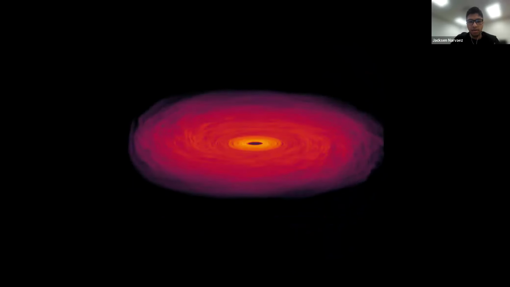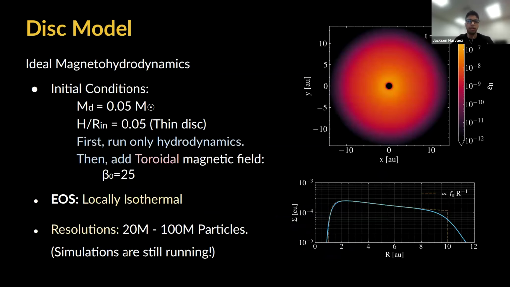First, let me start with the disk model that we use and the initial conditions. So for this, we simulate a thin accretion disk, and at the beginning, we only use hydrodynamics to smooth the profiles of the density, as you can observe here. And then we introduce a toroidal magnetic field with a constant plasma beta equal to 25. We use a locally isothermal equation of state with different resolutions from 20 million particles to 100 million particles, and also different dissipation parameters. And well, the simulations are still running, so I'm just gonna present some part of the 60 million particle simulation.